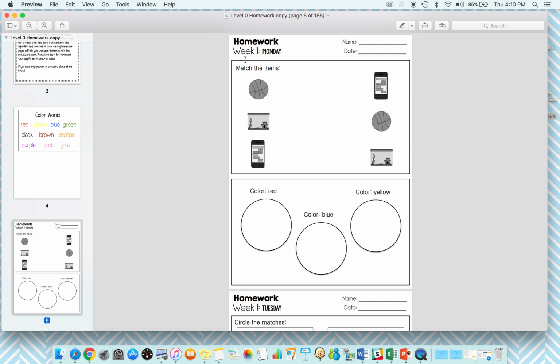So Mondays are usually the same, Tuesdays the same, Wednesdays, etc., with the content changing. I found that this structure is really helpful to students because they get used to the layout of the activity and they know what to do. They just have to respond to the content on there. So Monday, there's a matching activity and then three coloring, which is where this anchor chart comes into play.